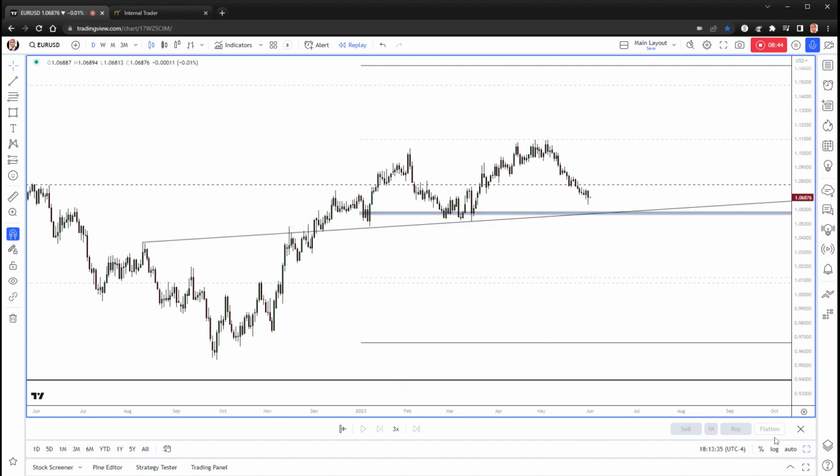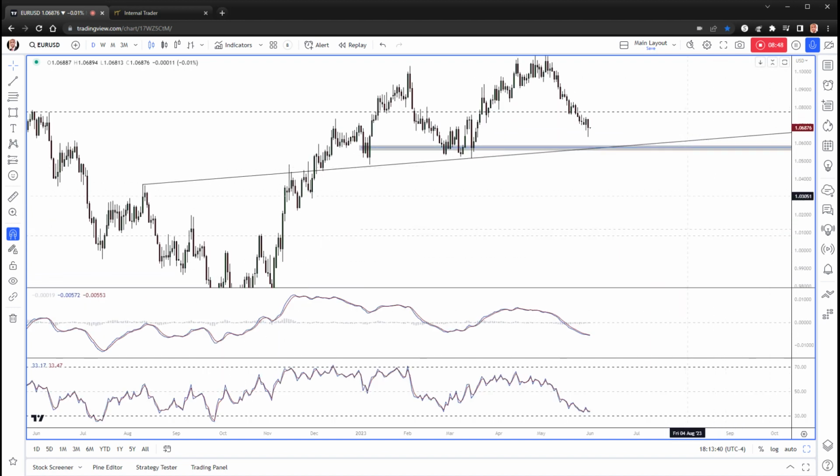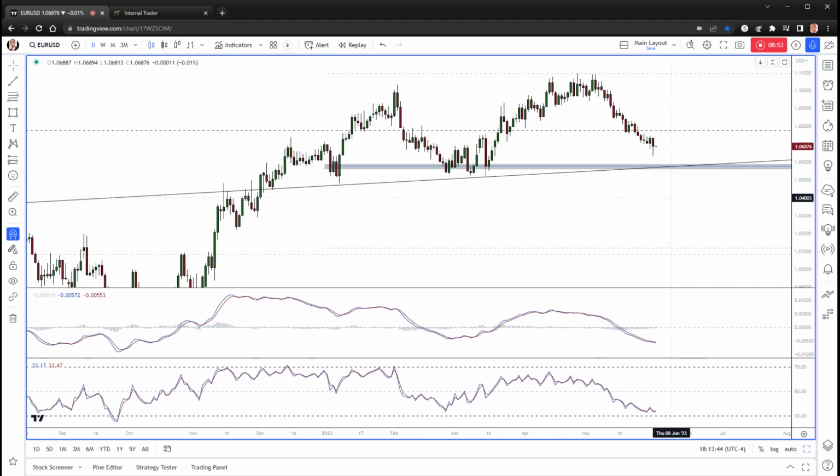But another thing I'm paying attention to, if we look below here, it looks like there's hidden divergence developing on the MACD and the RSI. Now, if you guys don't know what hidden divergence is, basically when the market either makes a higher low or an equal low, and the MACD or the RSI makes an obvious lower low, if that makes sense, right?